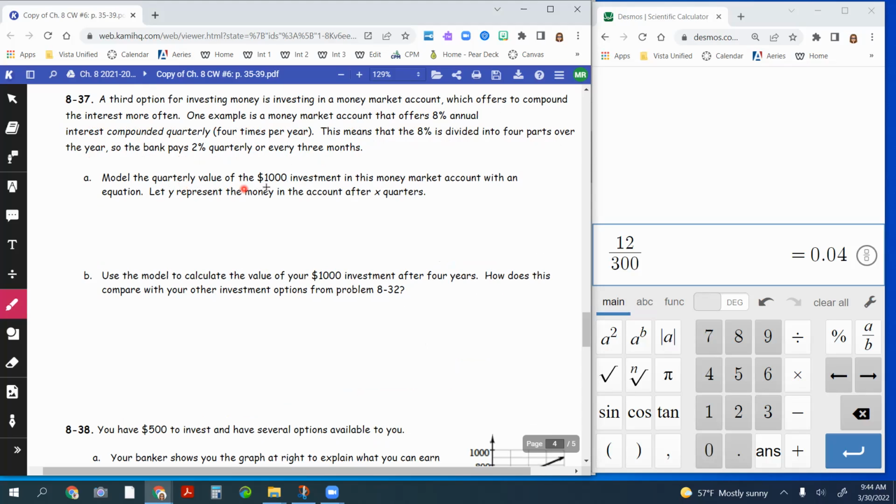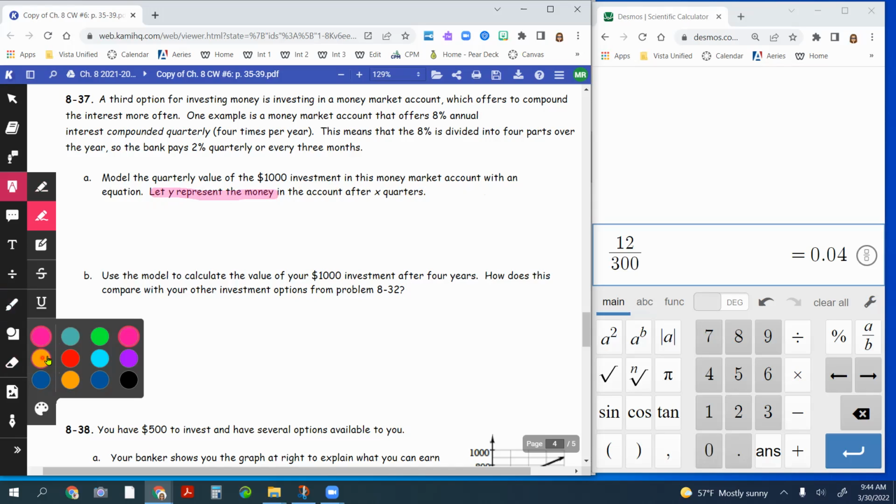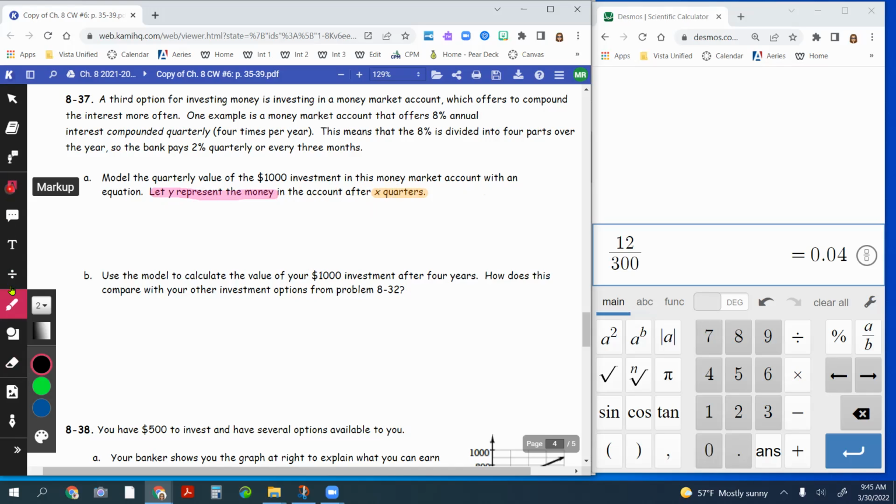So model this quarterly value. This is where you've got to be careful. Pay attention to what the variables are representing. In this money market account equation, let y represent the money in the account after x quarters. So x is quarters, not years. So you want to pay attention to that.